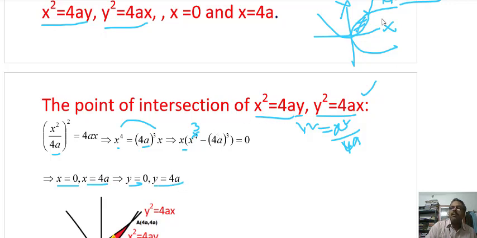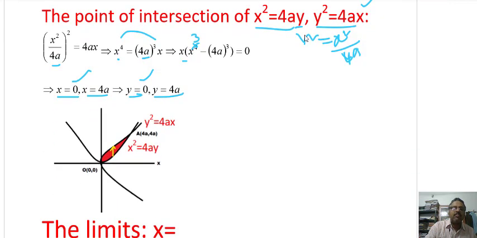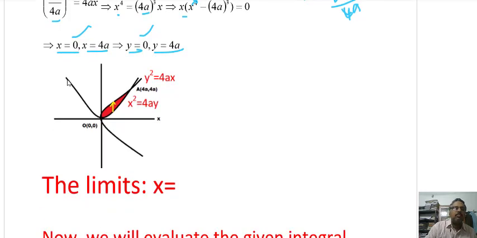Now, the points of intersection are 0, 0, the first point of intersection. The other point of intersection is 4a, 4a. The first point of intersection is this one. This is O. This is another point of intersection. I will show in this diagram. Now, this is first x square equals 4ay.